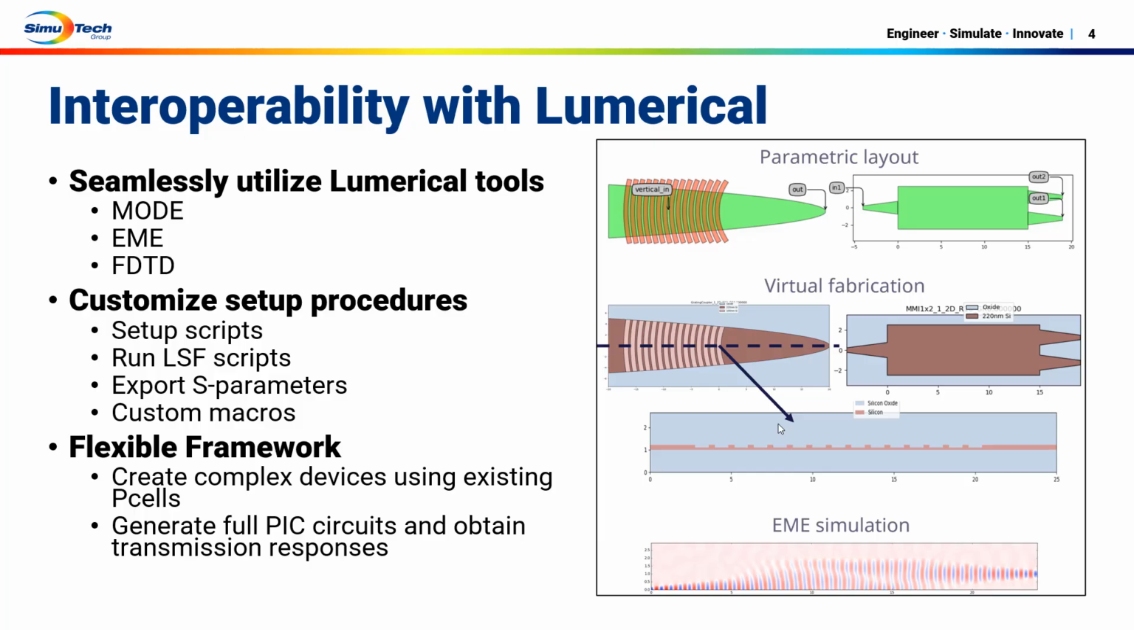So with the interoperability with Lumerical, there's a lot of functions that are built into IPKISS innately, and they're specifically for a few Lumerical tools, which are Lumerical MODE, EME, and FDTD. The great part of these functions is that you can perform many of the existing features in Lumerical already, such as setup scripts, LSF scripts, or single command calls. You can do exporting of S parameters, and you can also do custom macros. So you don't have to rewrite any kind of existing LSF files you may have. You can simply load them right into IPKISS.